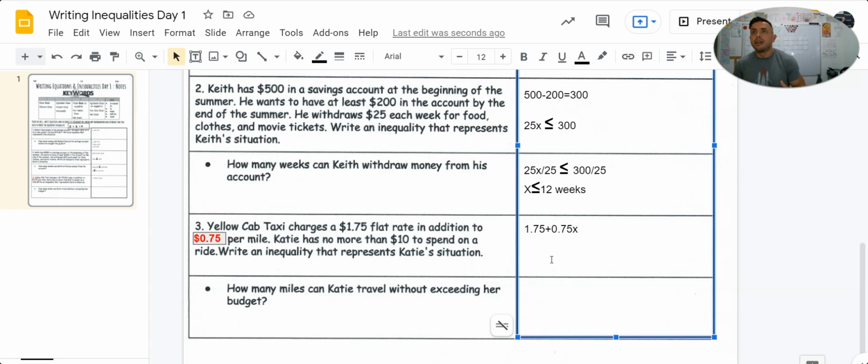So similar to the problem above, we're going to have that symbol again right there. And then we'll go ahead and bring it back down to normal human size for the rest of this. And she can't spend any more than $10. So the amount she's going to be able to afford is $1.75 plus 75 cents for x miles. As long as that amount is equal to or less than $10, she'll be good.